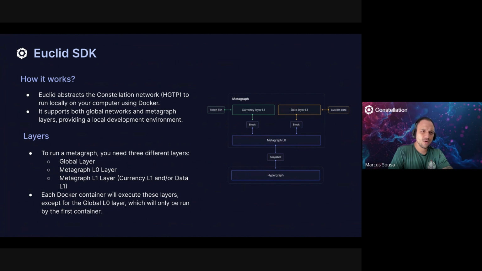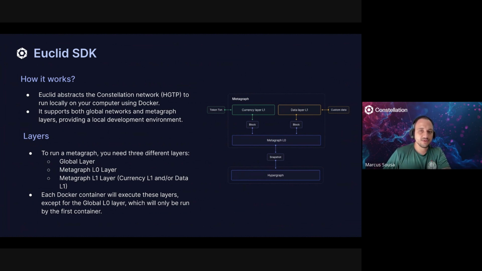A brief explanation of how Euclid works. Like I've mentioned before, Euclid abstracts the Constellation Network, the Hypergraph, to run locally on your computer using Docker. It supports both the global network and Metagraph layers, providing a local development environment. If you take a look at the image, we can see the layers. We have the data and currency L1 layers, which receive the transactions and produce the blocks. Those layers send the blocks to the Metagraph L0 layer.